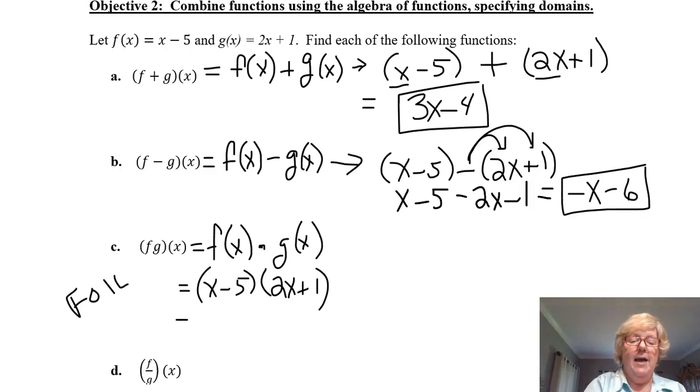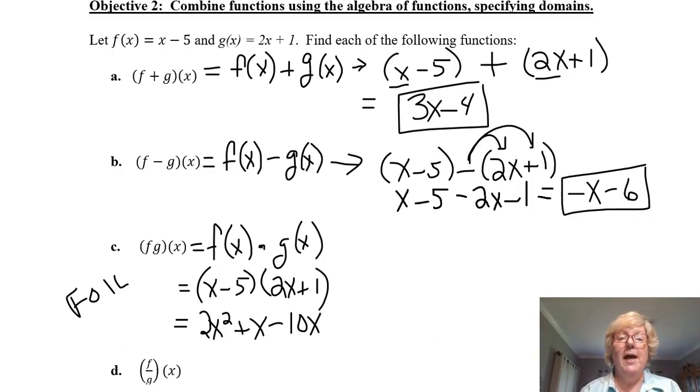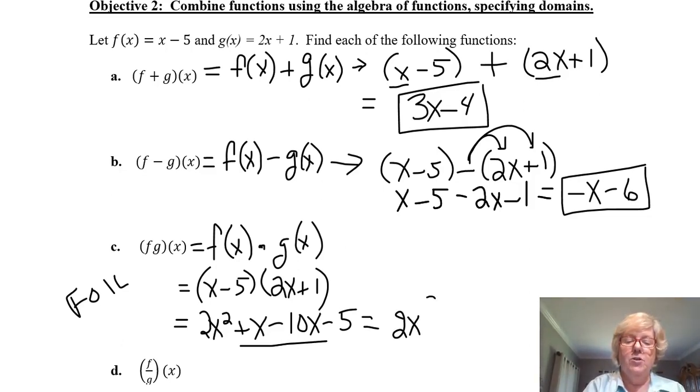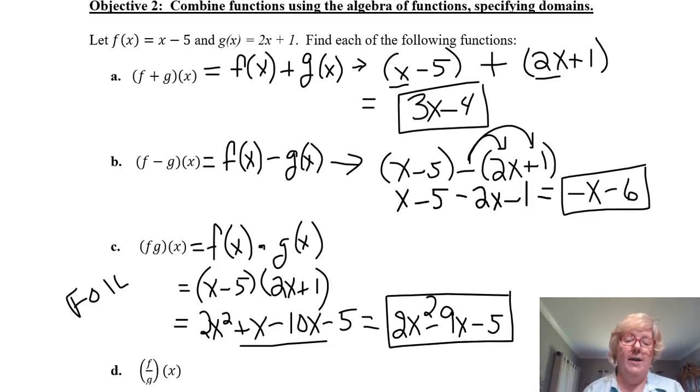When I multiply this out, I get 2x squared, multiplying the first terms. Then multiply the outer terms, the x and the 1. That will give me 1x. Then multiply the inner terms, the negative 5 and the 2. Multiplied gives me negative 10x. Then multiply the last terms, the negative 5 times the 1. That gives me a negative 5. Notice you can combine like terms to get 2x squared minus 9x minus 5. And that would be my final answer.